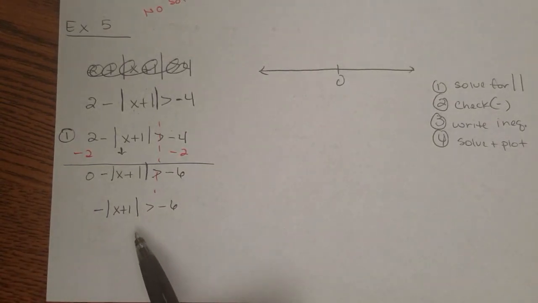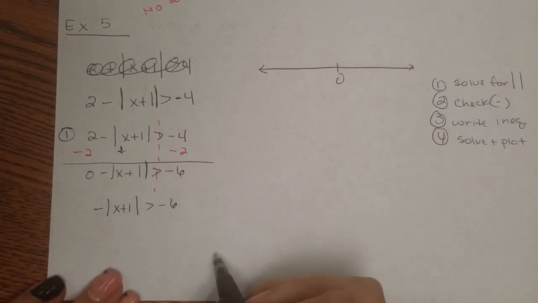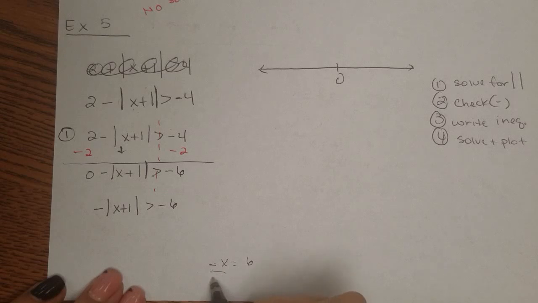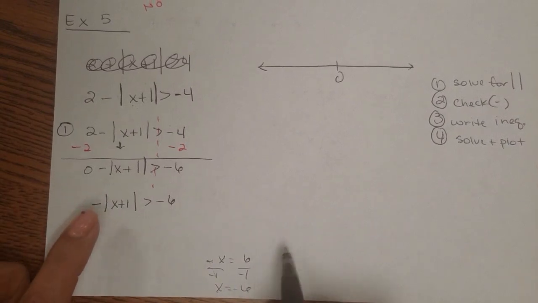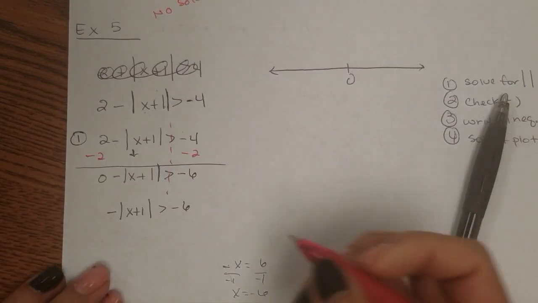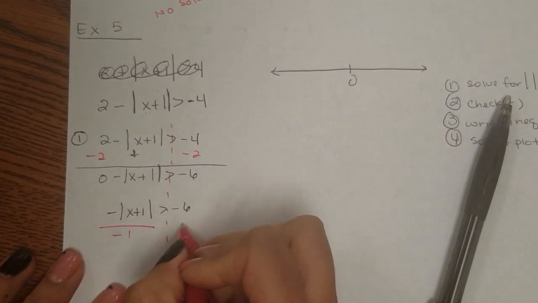Now we haven't solved for the absolute value part yet. We still have this negative that we have to get rid of. In the same way that you would have negative x equals 6, and you divide by negative 1 on both sides so that those negatives cancel, you're going to do the same thing here. You have to get rid of that negative. So in order to do that, you're going to divide both sides by negative 1.